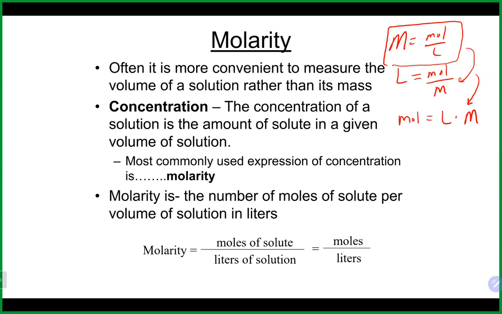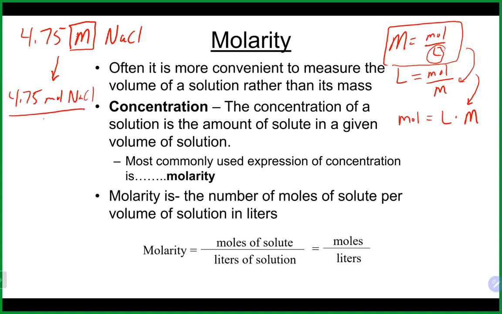If you have a solution that is 4.75 molar sodium chloride, I would highly recommend not leaving the big M as you're doing the calculation. That's because most of the time people really have no clue as to where the liters part of that number is. So if you did have something like this, you could convert it into a conversion factor. And you could say that there are 4.75 moles of sodium chloride per liter. So molarity is always moles per 1 liter. And that is the way you can use it in a calculation.